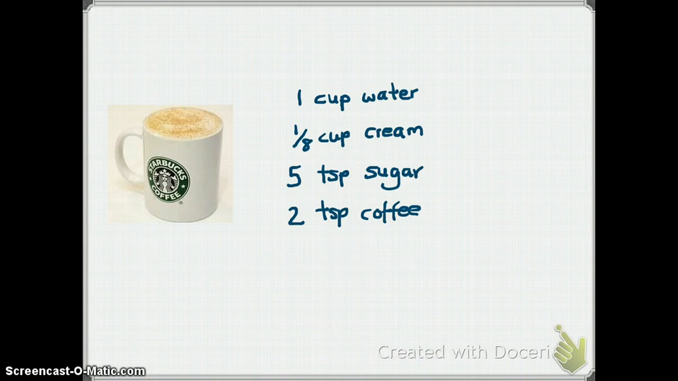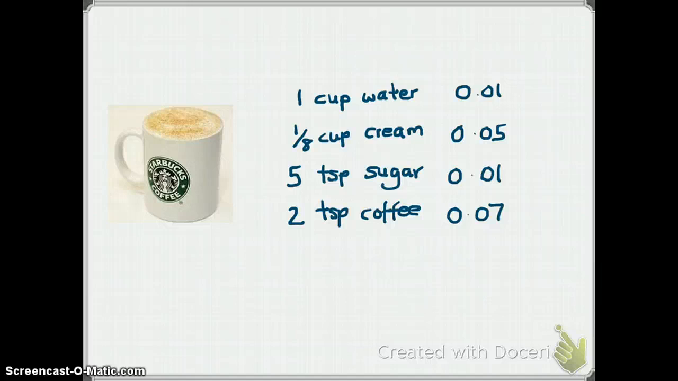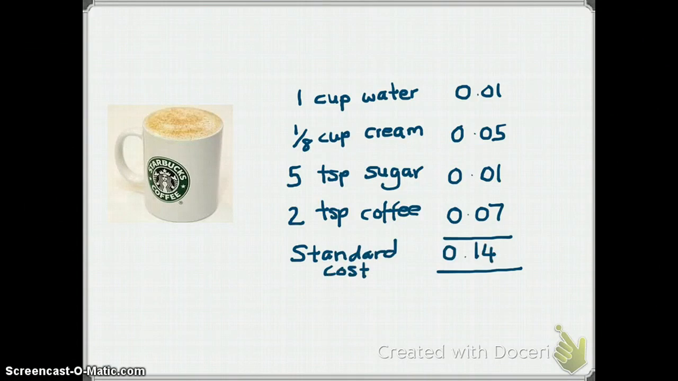Now, again, we're calculating standard costs, so we also need to place a dollar amount. We assume that Starbucks can buy the cup of water for 1 cent. The 1/8 cup of cream is 5 cents, 5 teaspoons sugar is 1 cent, and 2 teaspoons coffee costs them 7 cents. A total of 14 cents. That 14 cents is what we call the standard cost.